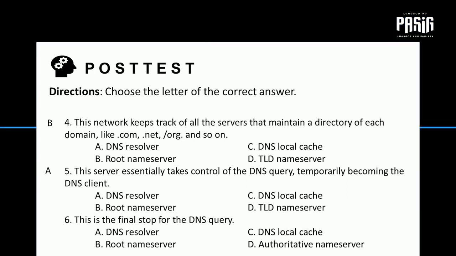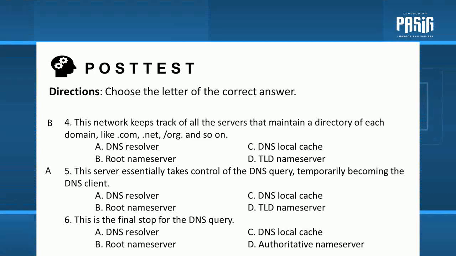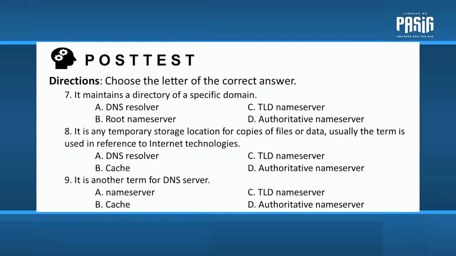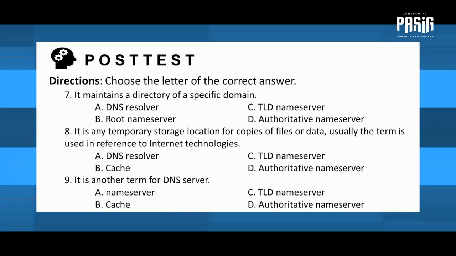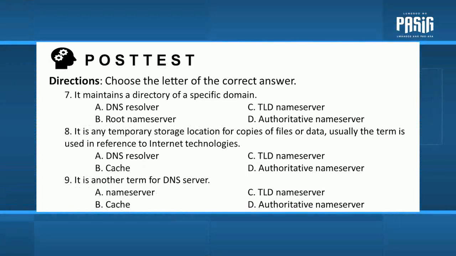Number 6. This is the final step for the DNS query. Letter A. DNS Resolver. Letter B. Root name server. Letter C. DNS local cache. Letter D. Authoritative name server. The answer is D. Authoritative name server. Number 7. It maintains a directory of a specific domain. A. DNS Resolver. B. Root name server. C. TLD name server. D. Authoritative name server. The answer is C.